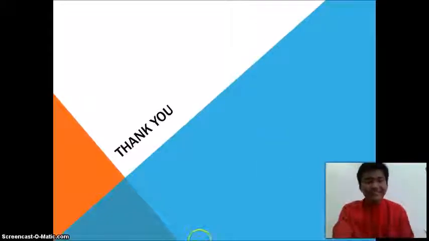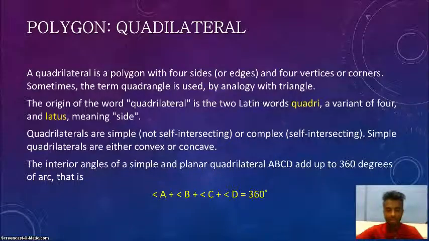Thank you. Hi guys, my name is Darence and the topic is polygons. I will do quadrilaterals to be exact. What is a quadrilateral? A quadrilateral is a polygon with 4 sides, 4 edges, and 4 vertices or corners.